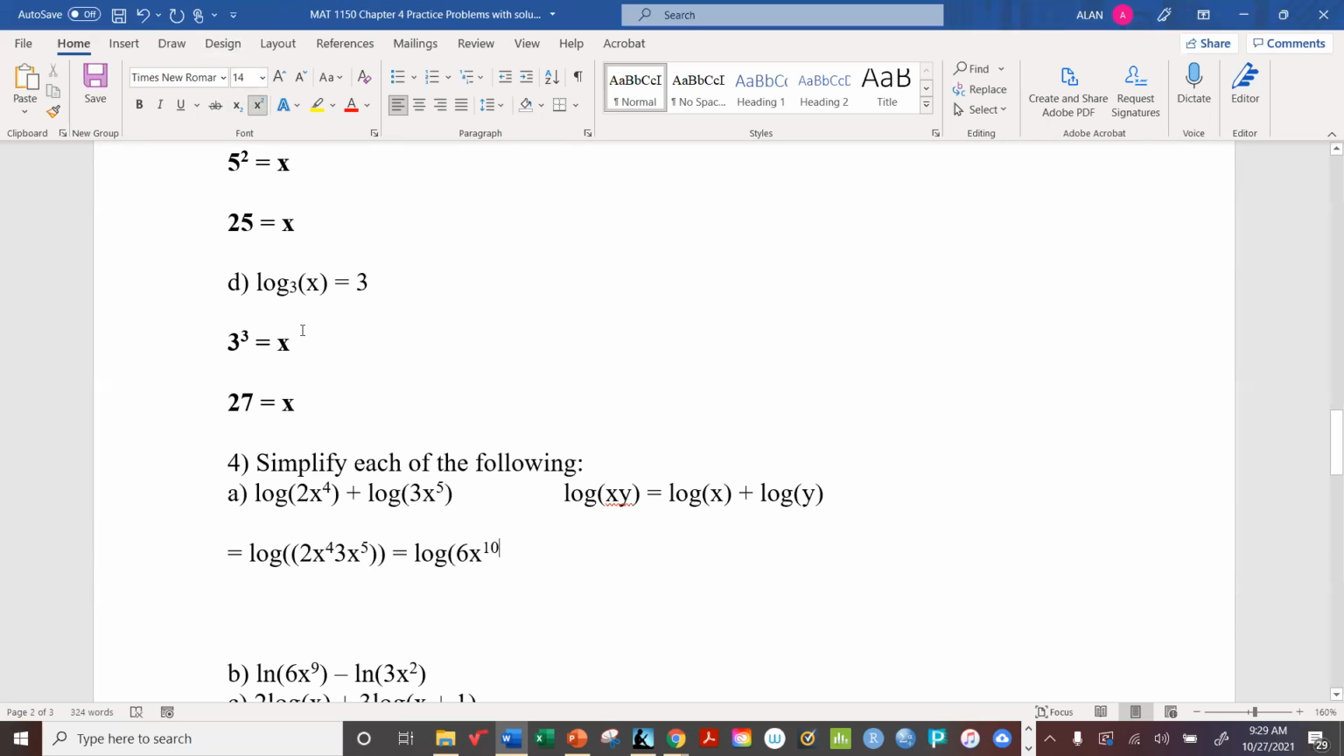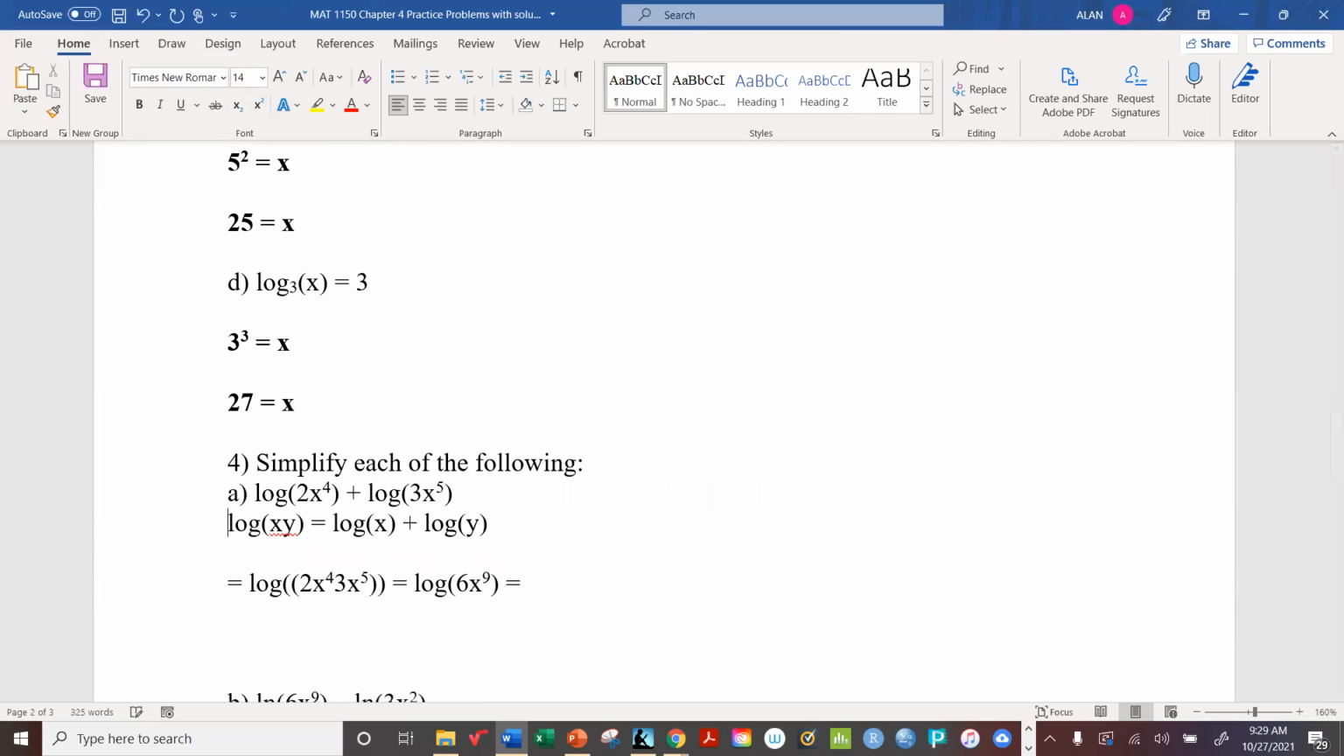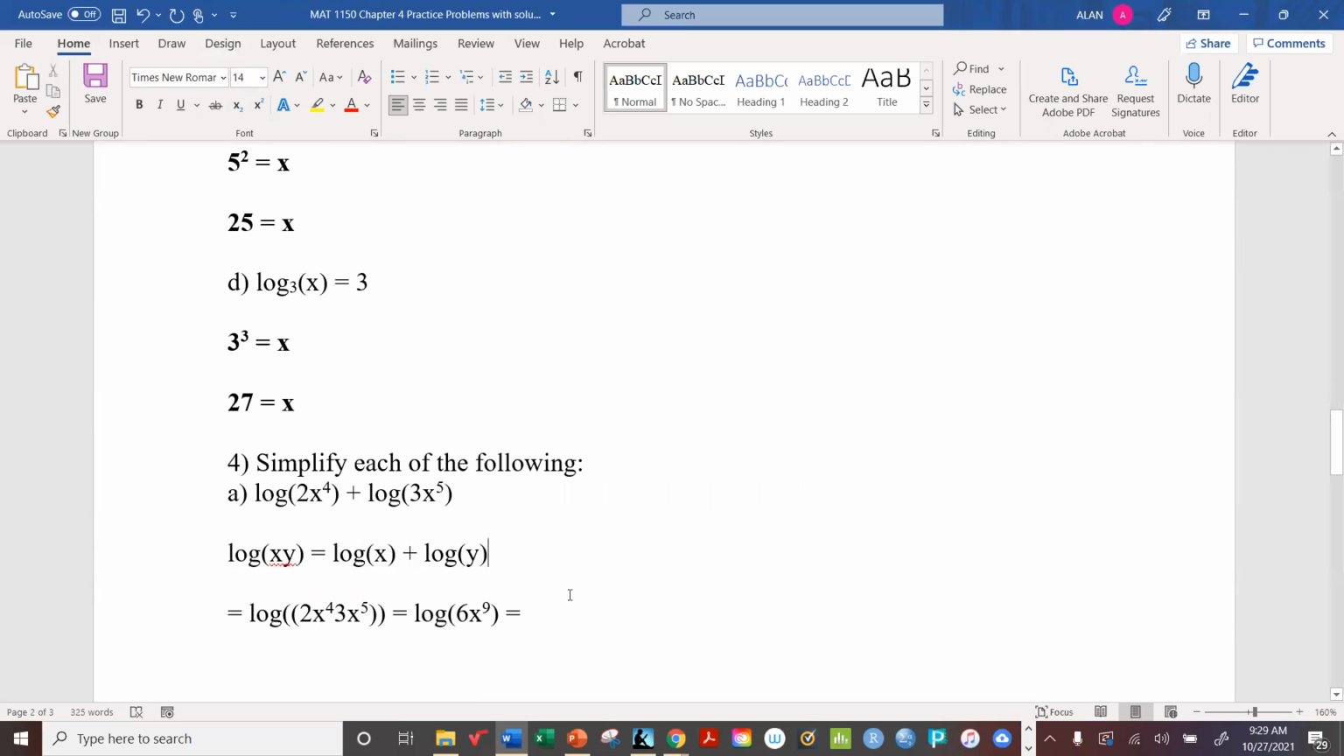Oh, sorry, 9. What am I saying? 10. 9. Okay. Because what I'm actually doing here is adding the exponents. Now, there's one more step we can take based on this property, which I'll remind you of. In fact, let's sneak this over here. The log of x to the a power equals a times log of x.